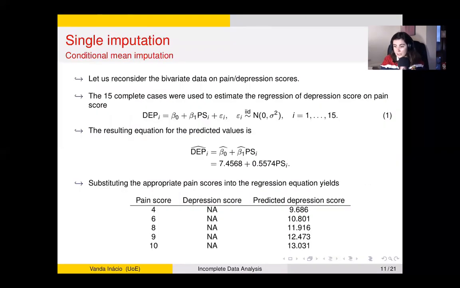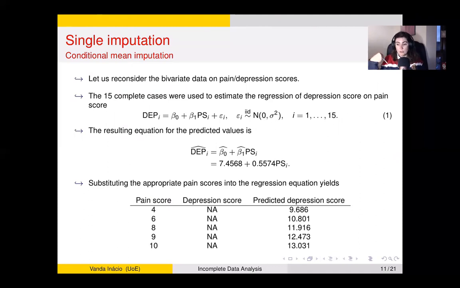Okay, just to illustrate, for our bivariate data set, we have 20 individuals, 15 of them have available information on both the pain score and depression variables, and then 5 individuals have missing values for the depression score.